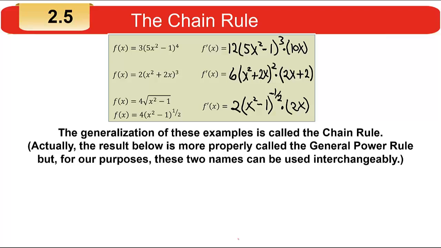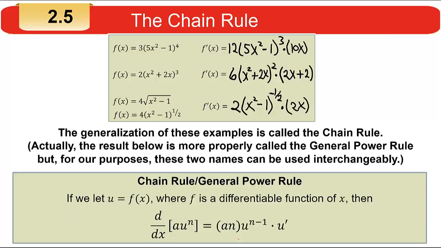As you may have guessed by what I've alluded to so far, the generalization of these examples is called the chain rule. And actually, the result below is more properly called the general power rule, and I'll show it to you in a minute. But for our purposes, the kinds of problems we'll be working, we can really use those two terms interchangeably. We can say the chain rule or we can say the general power rule. For our purposes, it won't matter. And this is what it is.